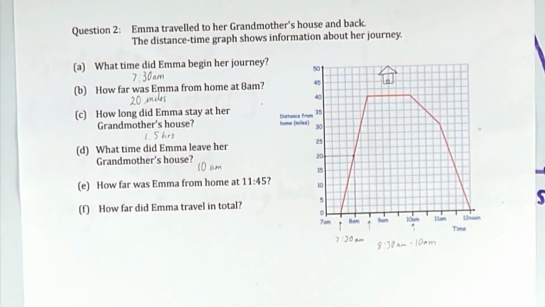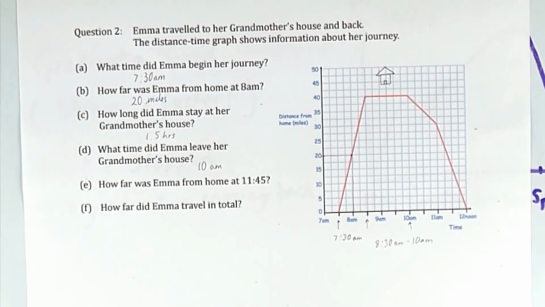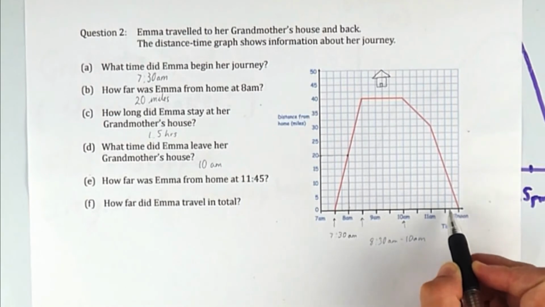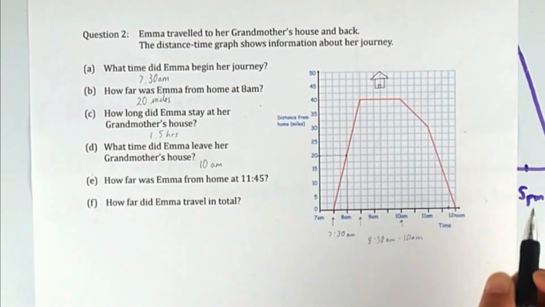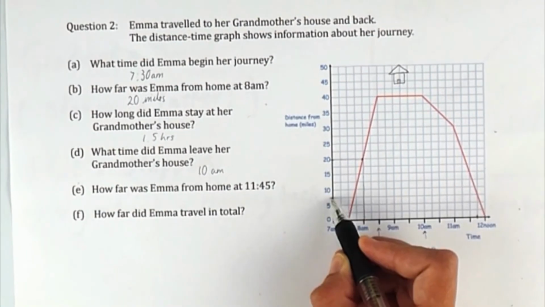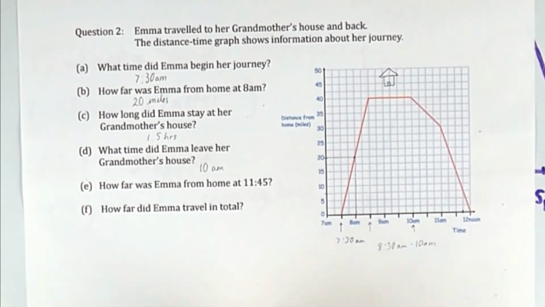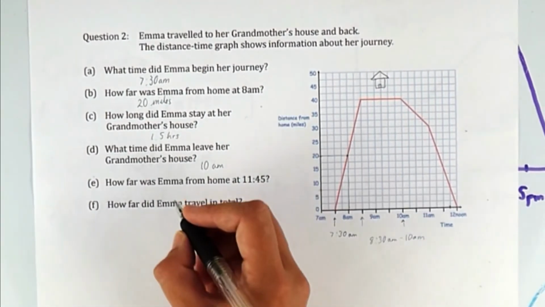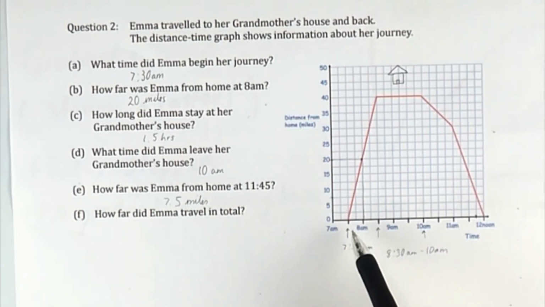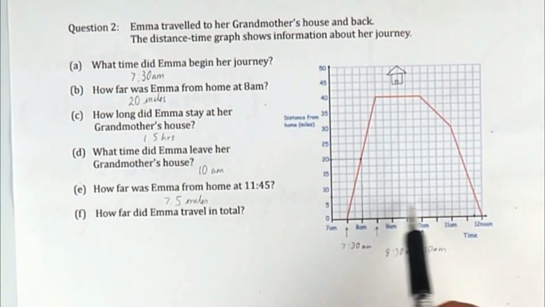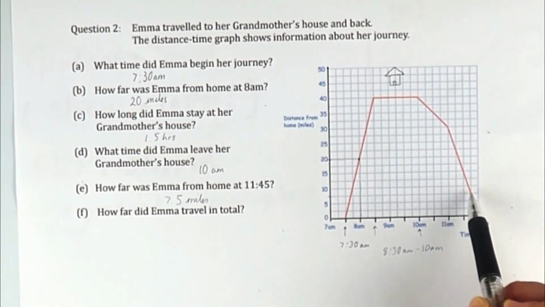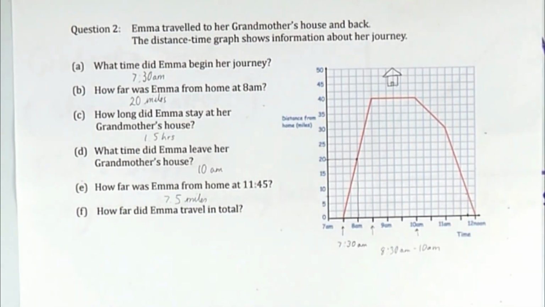How far was Emma from home at 11:45? So on our time scale we go to 11:45, which is here, and we read off the distance. So here she is 7.5 miles away from home. Because you can see here she's returning to home. She started at home and she's returning to home. So here, although she's travelled all this distance, she is in fact only 7.5 miles away from her home.